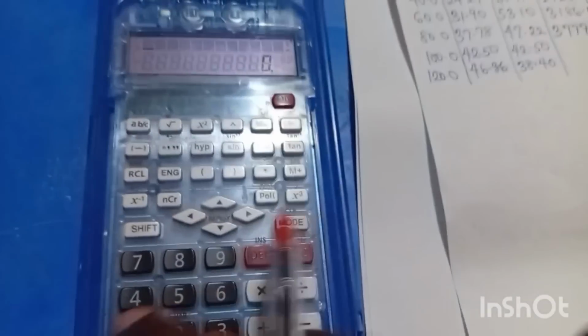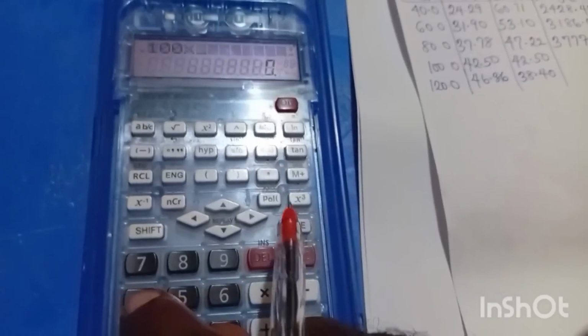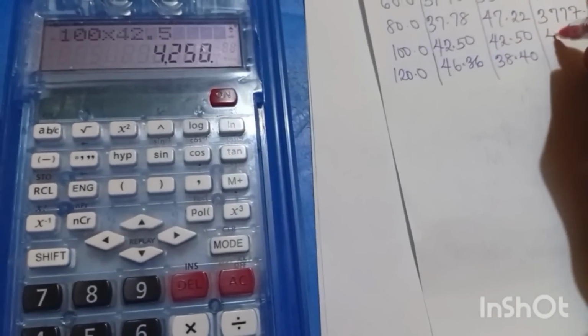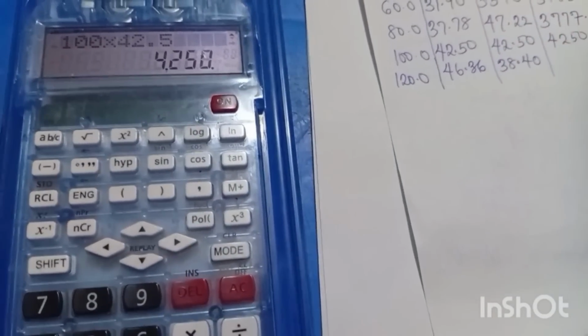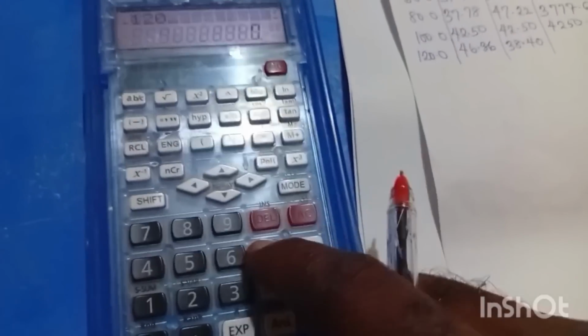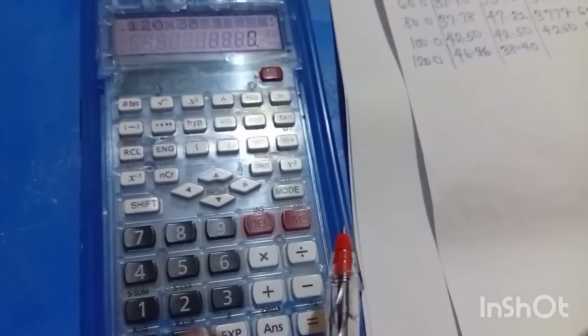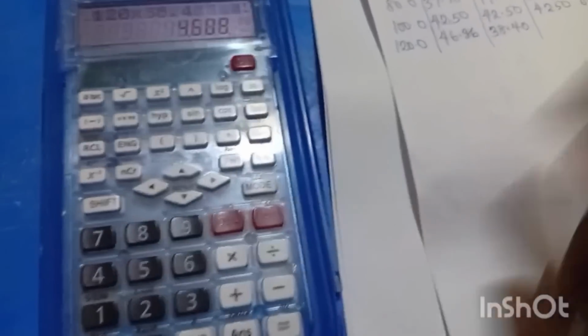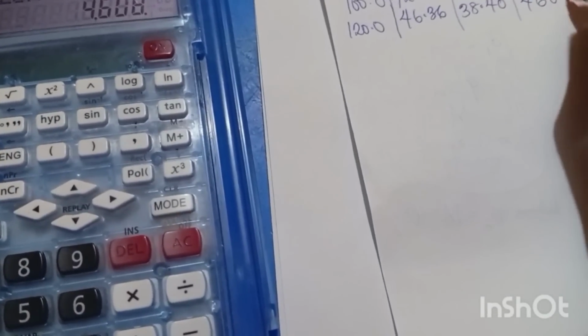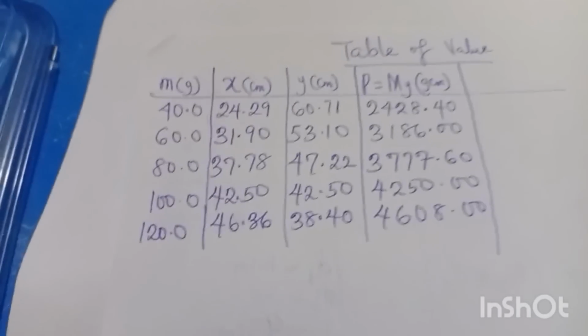Alright, for the next one, 100 times 42.5. That will give us 4250.00. And lastly, we have 120 times 38.4 alpha. We got 4608.0. Like that, we have finished question 1.